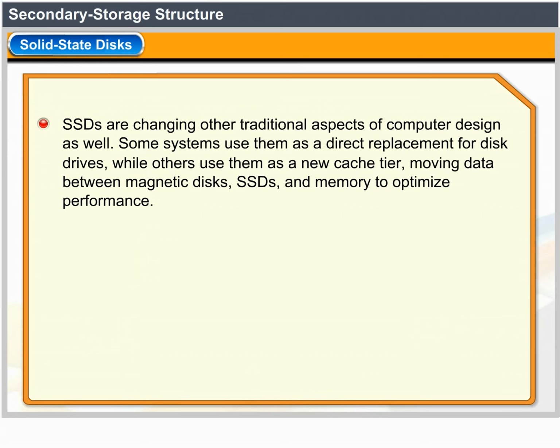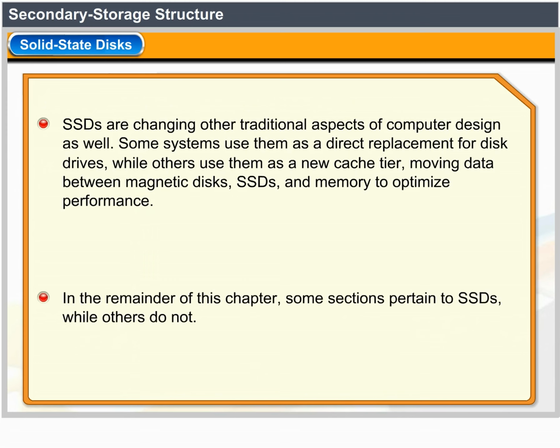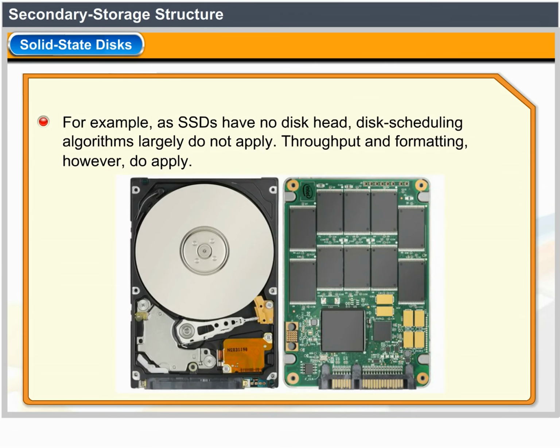In the remainder of this chapter, some sections pertain to SSDs while others do not. For example, because SSDs have no disk head, disk scheduling algorithms largely do not apply. Throughput and formatting, however, do apply.